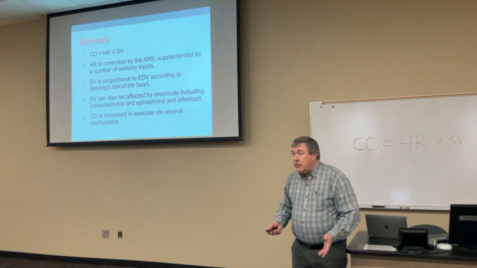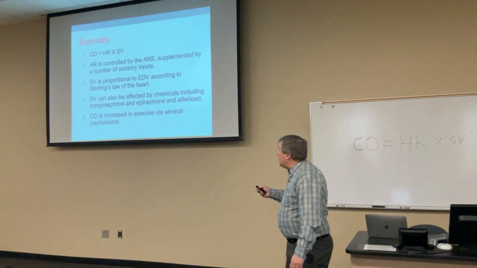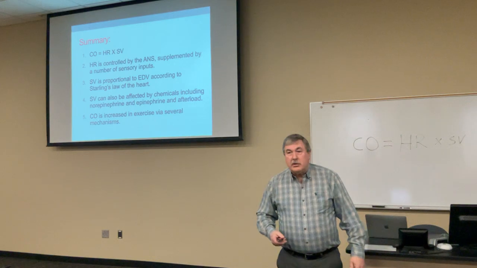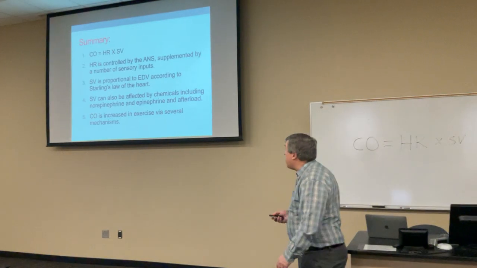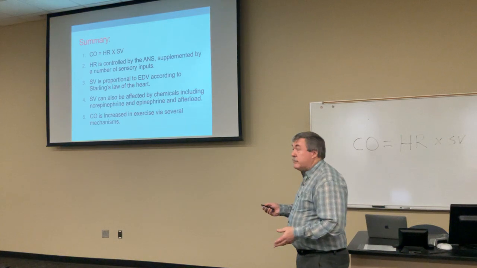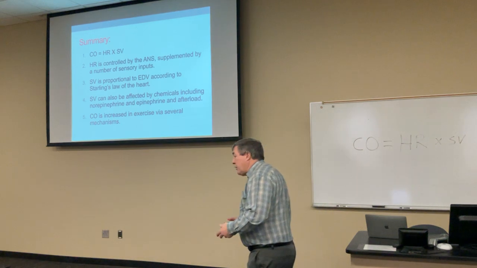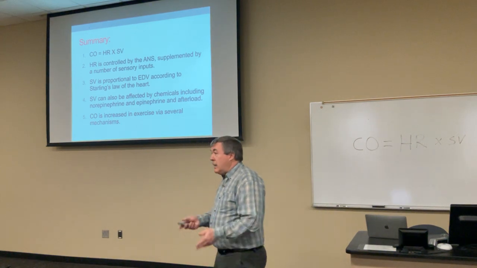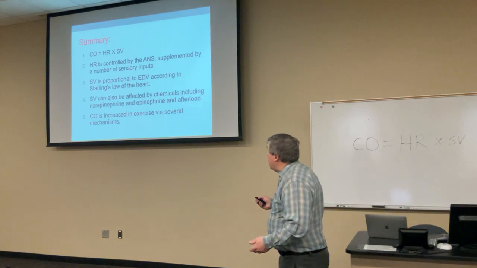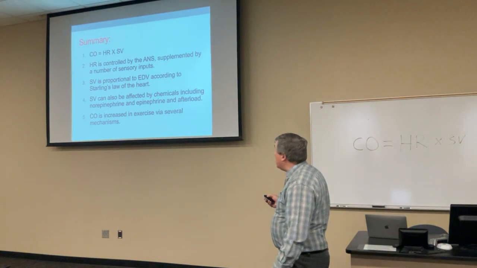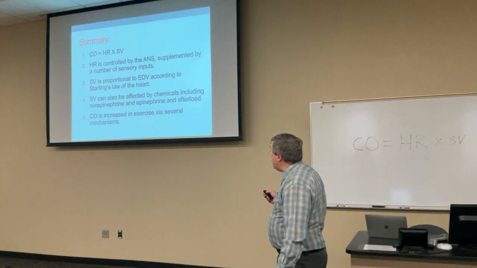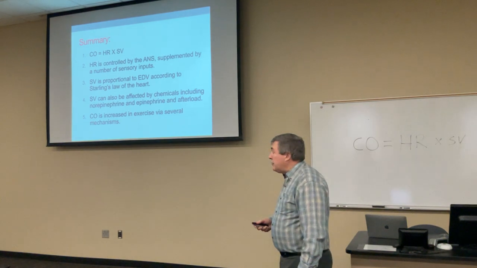So in summary, you need to remember, this is important, cardiac output is equal to the heart rate times stroke volume. Heart rate is controlled by the autonomic nervous system, supplemented by a number of sensory inputs, like inputs from the baroreceptor reflex and from chemoreceptors, and also it's influenced by chemicals. Stroke volume is proportional to the end diastolic volume according to Starling's law. Stroke volume can also be affected by chemicals, including norepinephrine and epinephrine, and afterload.